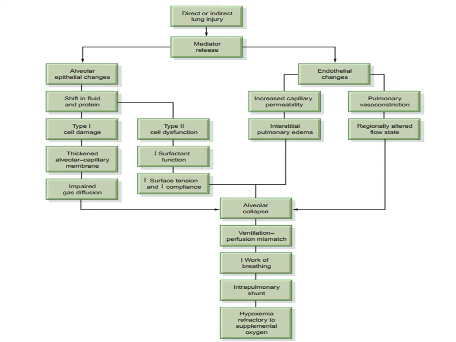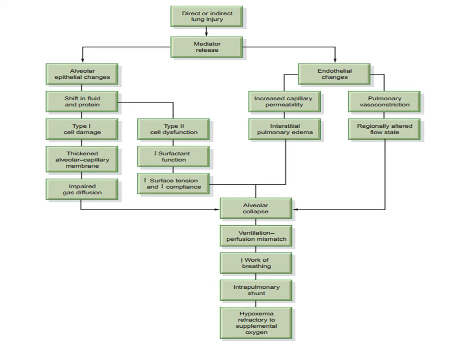Now let's summarize this pathophysiologic cascade, which starts with direct or indirect lung injury, leading to mediator release that affects both the alveolar epithelial cells and the capillary endothelial cells. The effect of mediators on alveolar epithelial cells results in shift in fluid and proteins to the inside of the alveoli, leading to damage of both type 1 and type 2 epithelial cells.